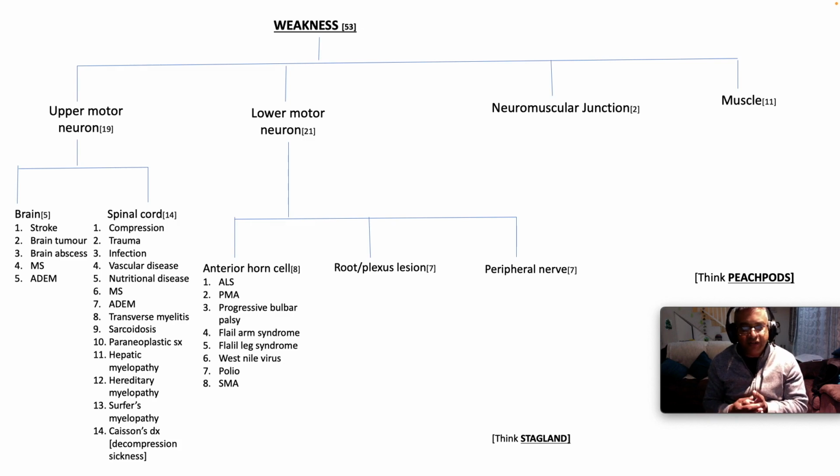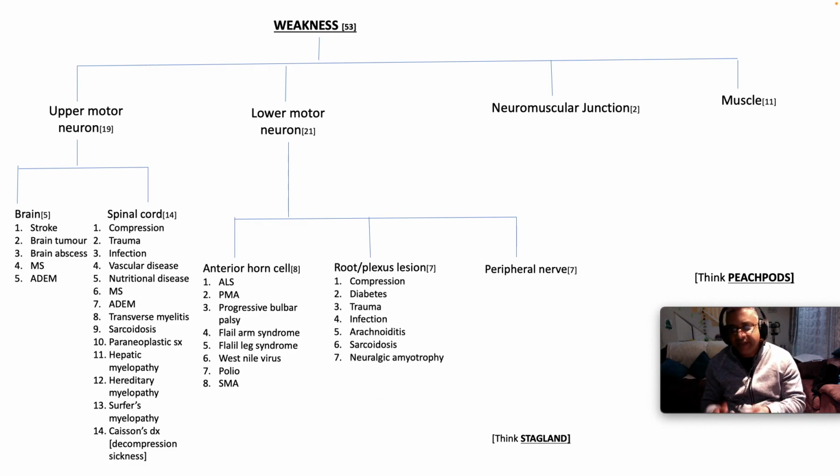What affects the anterior horn cells, guys? In the lower motor neuron lesion, classic is amyotrophic lateral sclerosis, progressive muscular atrophy, progressive bulbar palsy, then flail arm and flail leg syndrome, which are offshoots of the same pathophysiology, West Nile virus, polio, which sits in the anterior horn cell, and spinal muscular atrophy. What affects the root or the plexus? Things like compression, diabetes, very important, trauma, infection, arachnoiditis, sarcoidosis once again, and neuralgic amyotrophy.